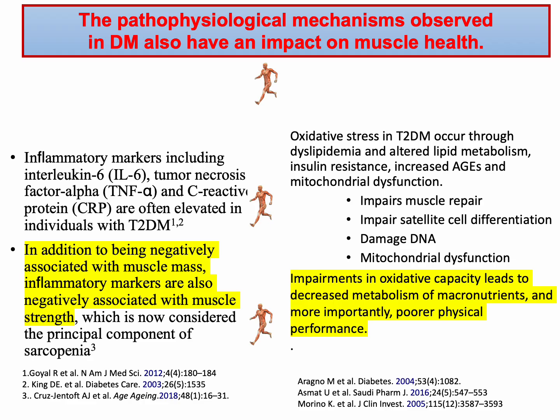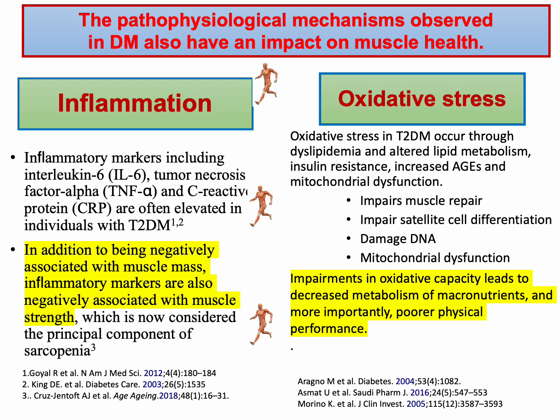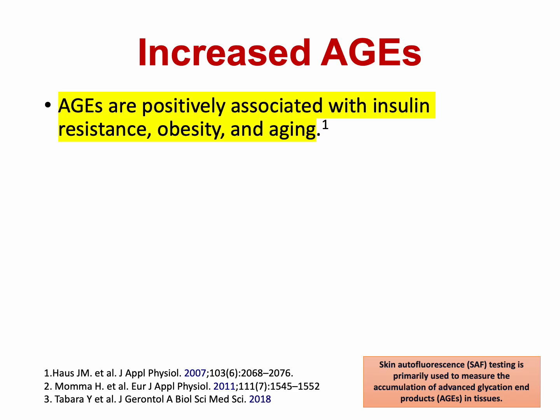Now, the pathophysiologic mechanisms seen in diabetes also affect muscle health, like inflammation, where inflammatory markers are inversely related to muscle mass and muscle strength, with muscle strength now recognized as the main component of sarcopenia. Reduced oxidative capacity impairs macronutrient metabolism and significantly lowers physical performance. Another key pathophysiologic mechanism involves advanced glycated end products, or AGEs, which are associated with insulin-resistant obesity and aging.